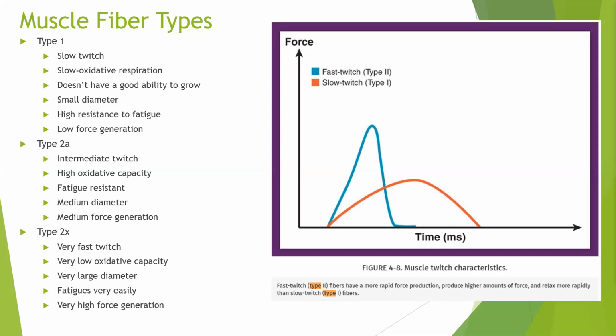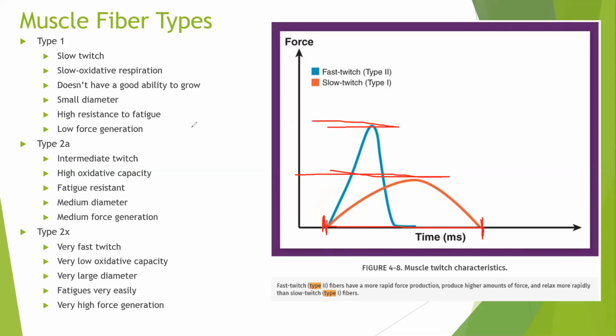When you have a type 1 or slow twitch fiber, you also have a low force generation, which you can see from this graph here. While it's true that these fibers are going to last a lot longer, or be a lot more fatigue resistant than your fast twitch fibers, they also are going to be a lot less forceful. So they have a lot less force production here.